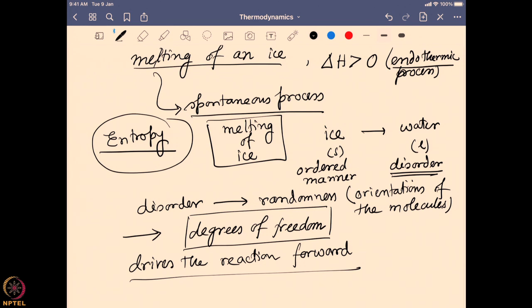It is connected to the enthalpy, but enthalpy is not the only factor. Both entropy and enthalpy come together, and the entropy factor overcomes the endothermic nature of the process, making it a spontaneous process.